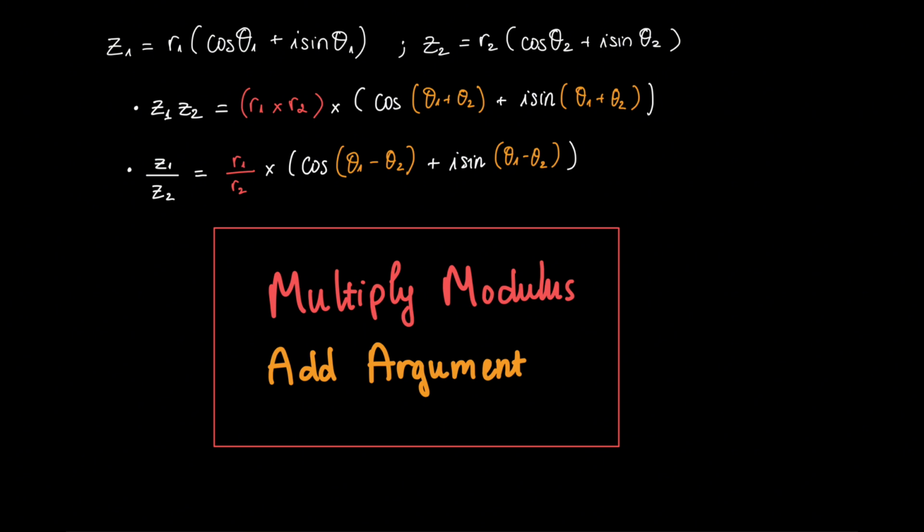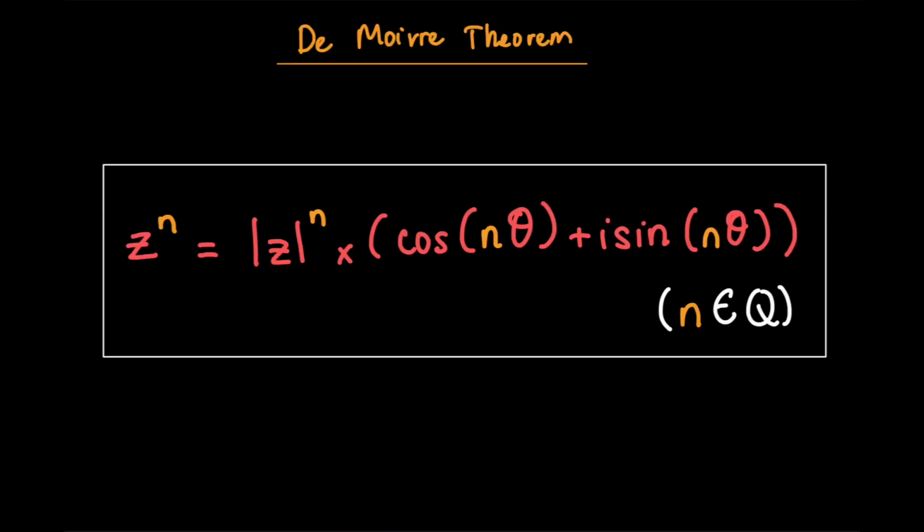And similarly for the division, we can see that r1 is divided by r2, meaning the modulus of z1 is divided by the modulus of z2. And for the argument, it's theta 1 minus theta 2. So that will be our new argument. A simple way to remember this is multiply the modulus and add the argument, and you can change it up when it comes to division.